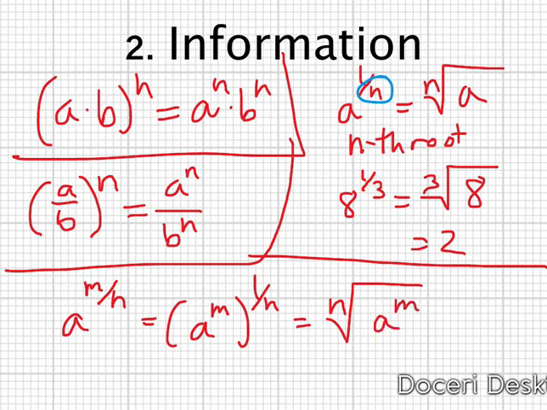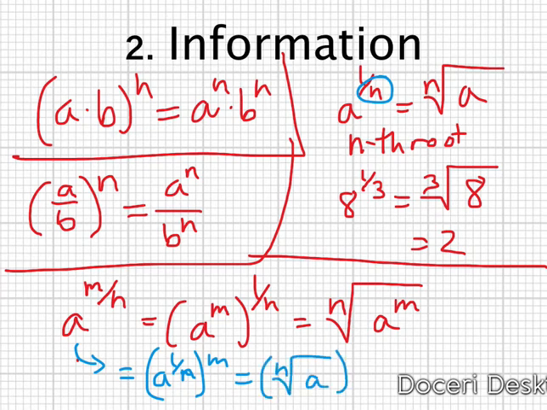Now again, we can do this in a different order. So I can also rewrite this as a to the 1 over n raised to the m, which is the same as the nth root of a raised to the m power. And they should get you the same answer. If you didn't get the same answer, you did something wrong. It's just the first way looks a little cleaner. It looks nicer, so that's why we do that one.